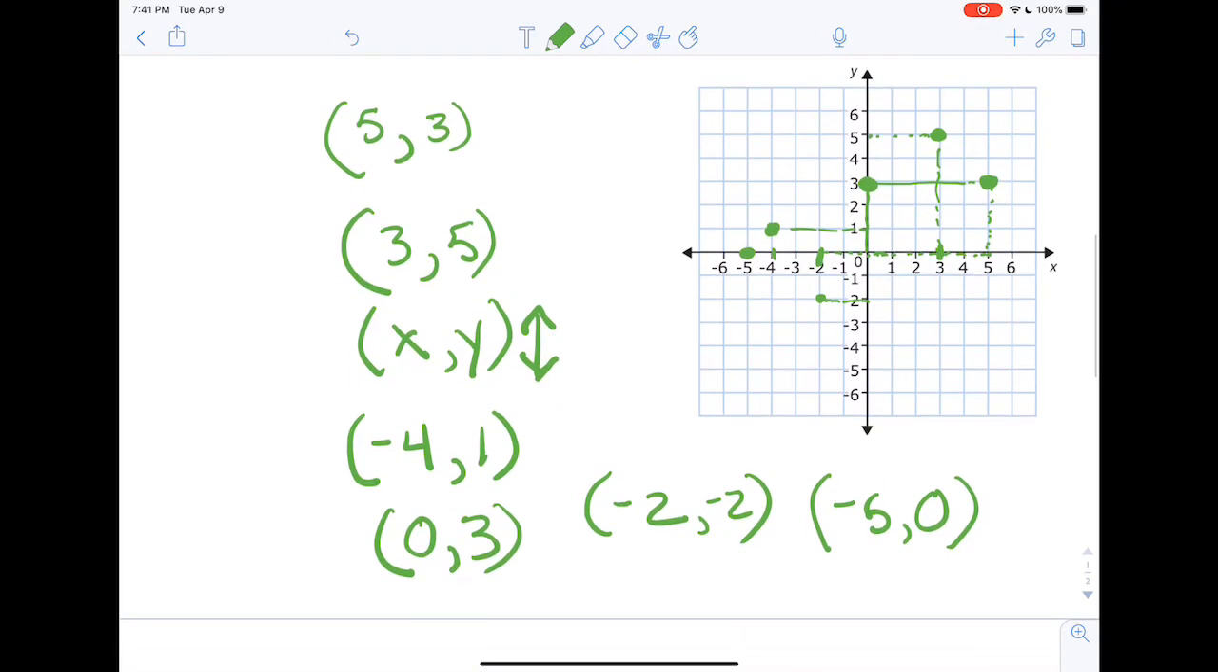Okay, here's one more. Look at the very center. That is also called the origin. What is that going to be? Well, it's going to be 0 on the x-axis and 0 on the y-axis. So that is 0, 0.